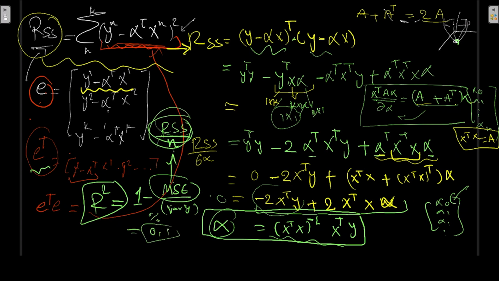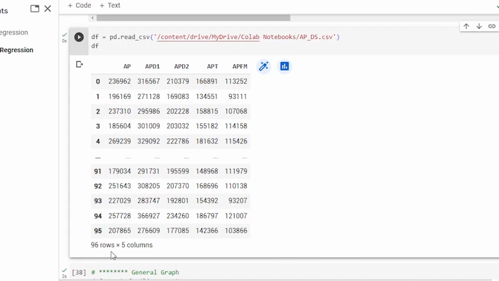Now I think the best thing to do right now is a real example. We have 96 rows and 5 dimensions in this data set, and we would like to choose one of these variables and predict it in terms of the others. In total, we can take maybe 3 of these variables. One of them will be the dependent and the other will be the independent. So we can take the AP, APT, and the APD1.